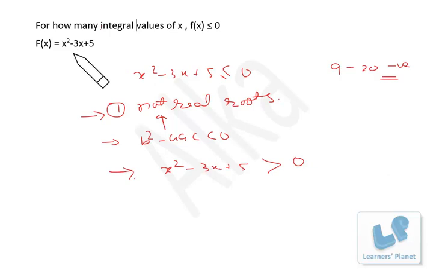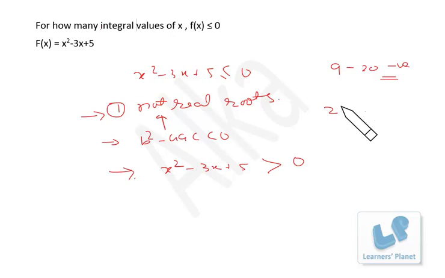Okay, so I hope this is clear. So in other words, if you are asked to find the minimum value, the minimum value will also be greater than 0 in this case, because this expression is always positive. Whatever value of x you wish to take, this expression will be positive. And if you wish to calculate the minimum value, let's calculate that. So here f(x) is x square minus 3x plus 5.